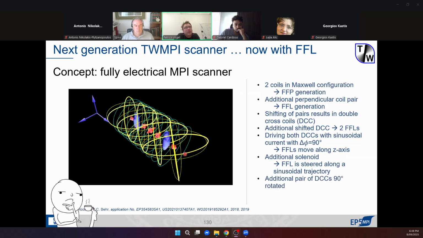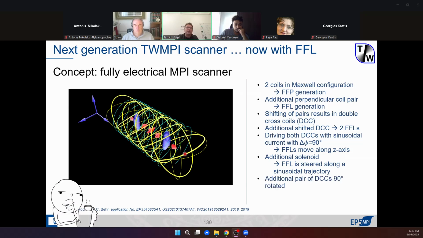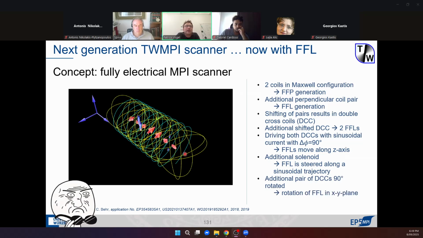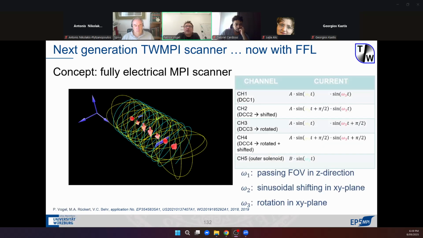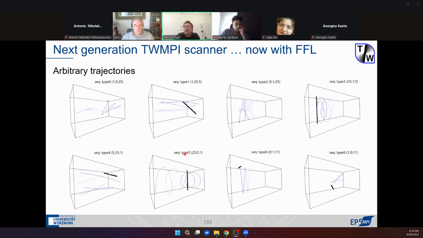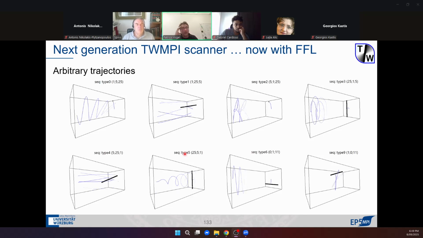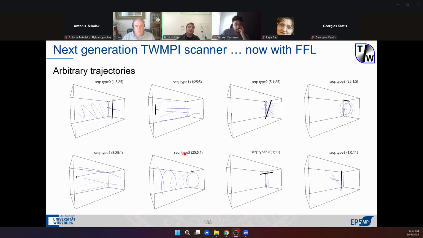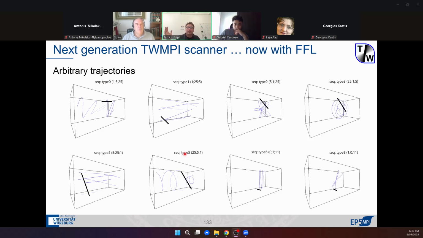And of course, by adding this in another direction again, we can quite easily generate a fully electrically driven field-free line scanner. This system looks quite complex, but at the end of the day, it's quite easy to build, and it's more handleable than it looks at first glance. One of the advantages is that you can create different trajectories with this scanner, and we are currently working on figuring out what is a good or a bad trajectory.